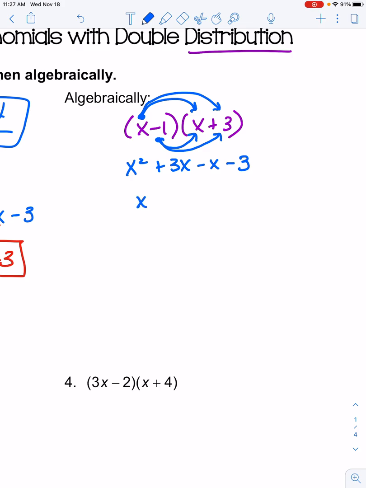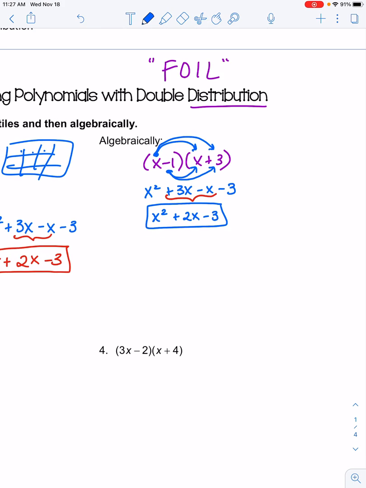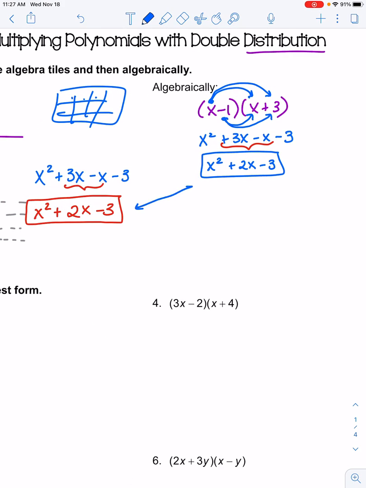Okay, so I've got x squared plus, well again, you want to make sure you combine like terms here to simplify, 2x minus 3. Did I get the same thing as when I did it with the algebra tiles? Absolutely.